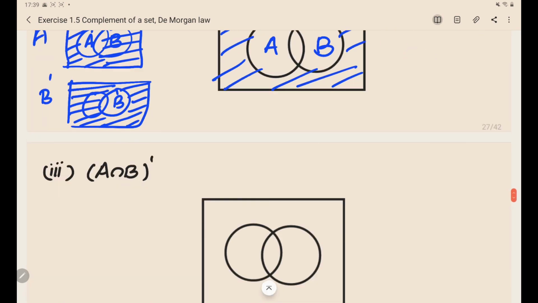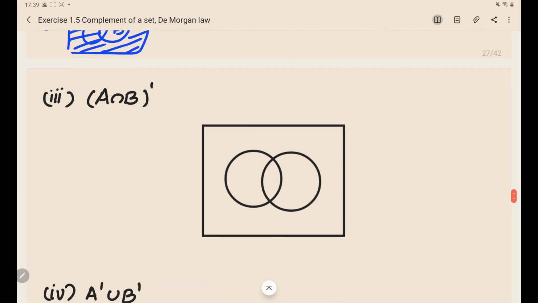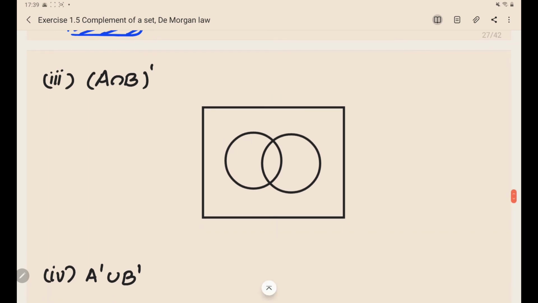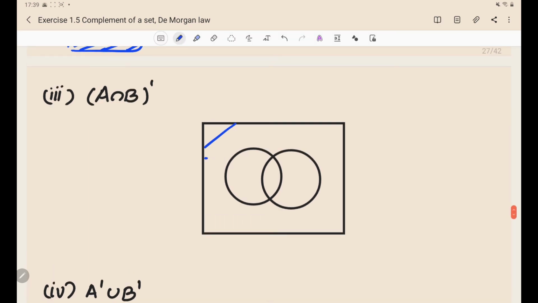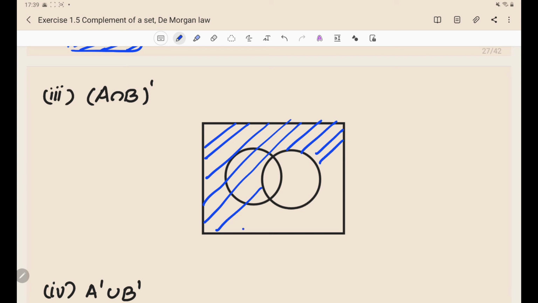Now let's discuss the third section, A intersection B the whole complement. All other parts other than the intersection. What are these parts? A intersection B is the common portion for both A and B. Other than that portion, all the other portion is the A intersection B, the whole complement.